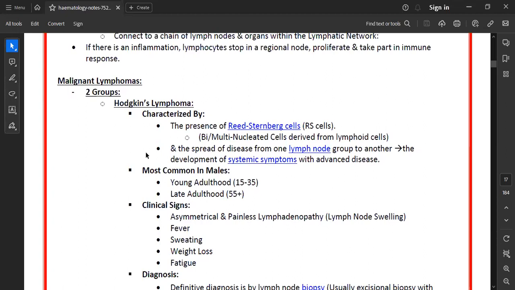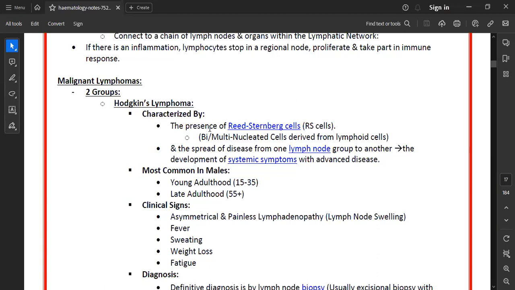We can just start with the Hodgkin's, but I know this one will be covered again during clinical pharmacy, for cancer and anti-metastatic agents, but you can just mention it. So Hodgkin's is characterized by the presence of Reed-Sternberg cells, which are bi- or multinucleated cells derived from lymphoid cells. It's also characterized by the spread of the disease from one lymph node to another, which leads to the development of systemic symptoms.